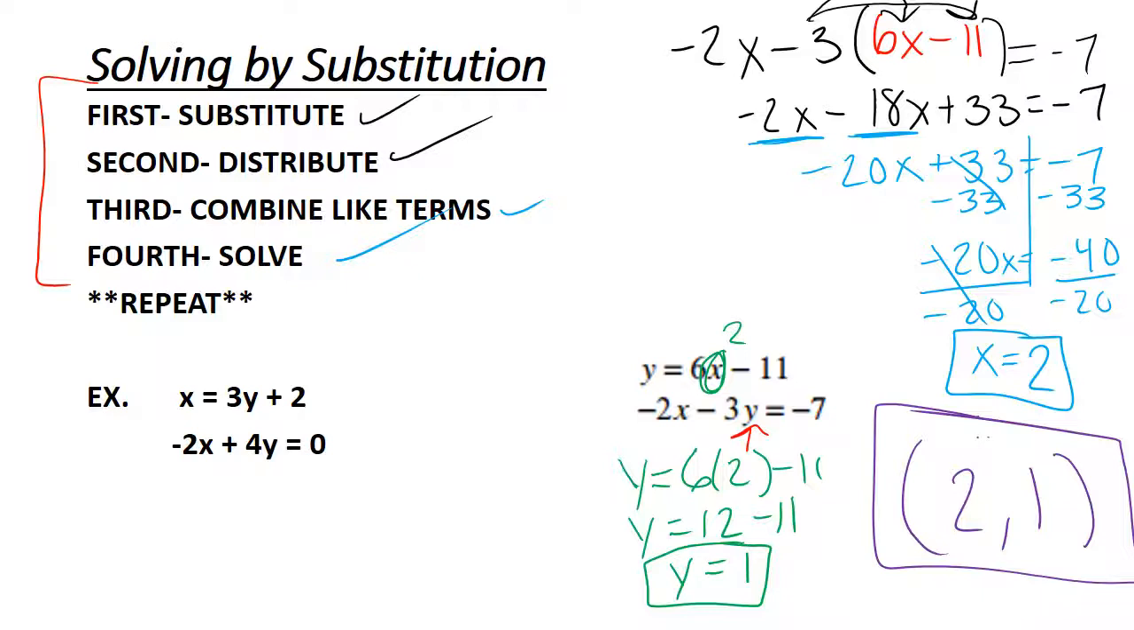Now, it's not always going to be set up for y. Sometimes it'll be set up for x. So look at this one. For this one, my variable that's by itself is x equals. So instead of plugging in for y like I did on this equation, I'm going to plug in for x in the bottom equation. All right, so let's do this one too.